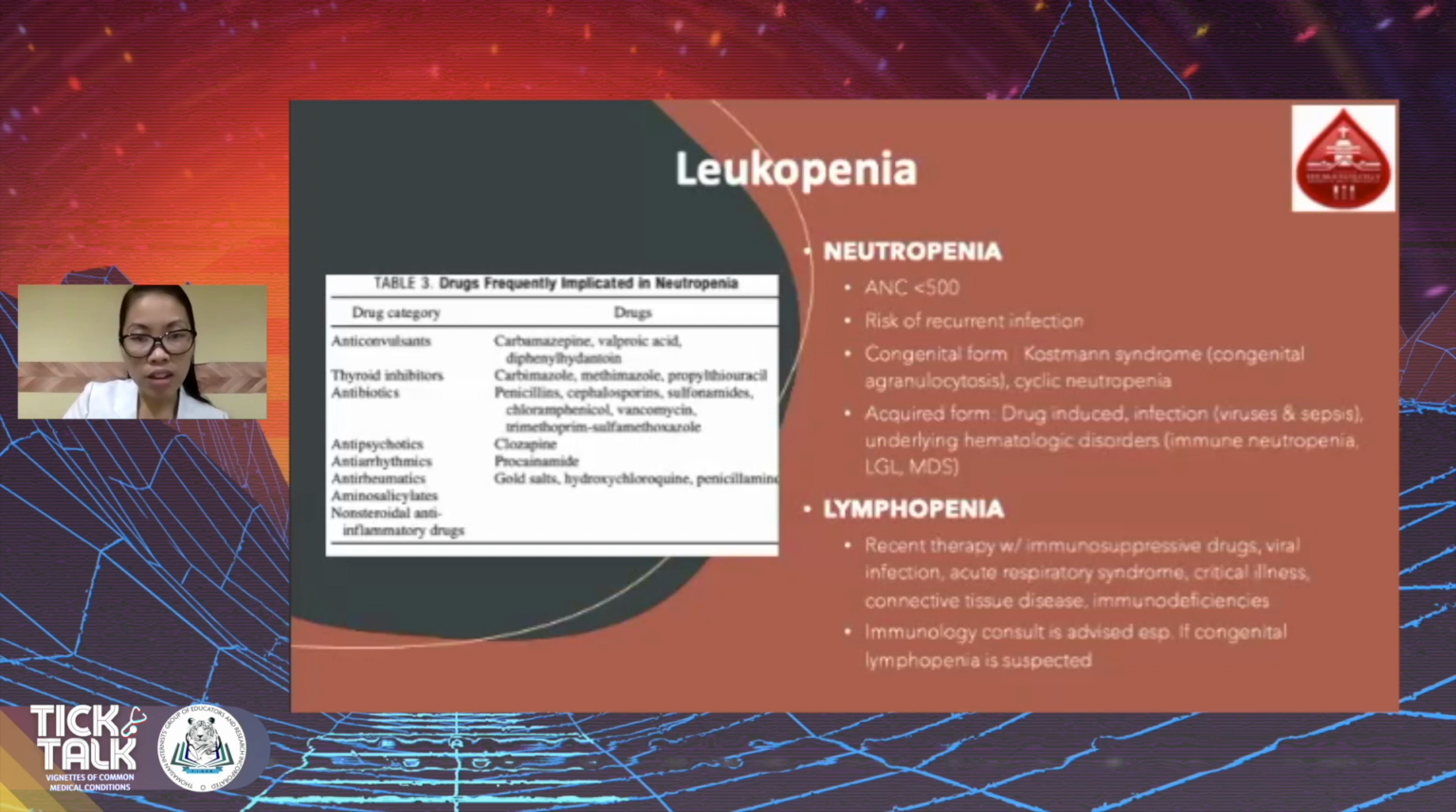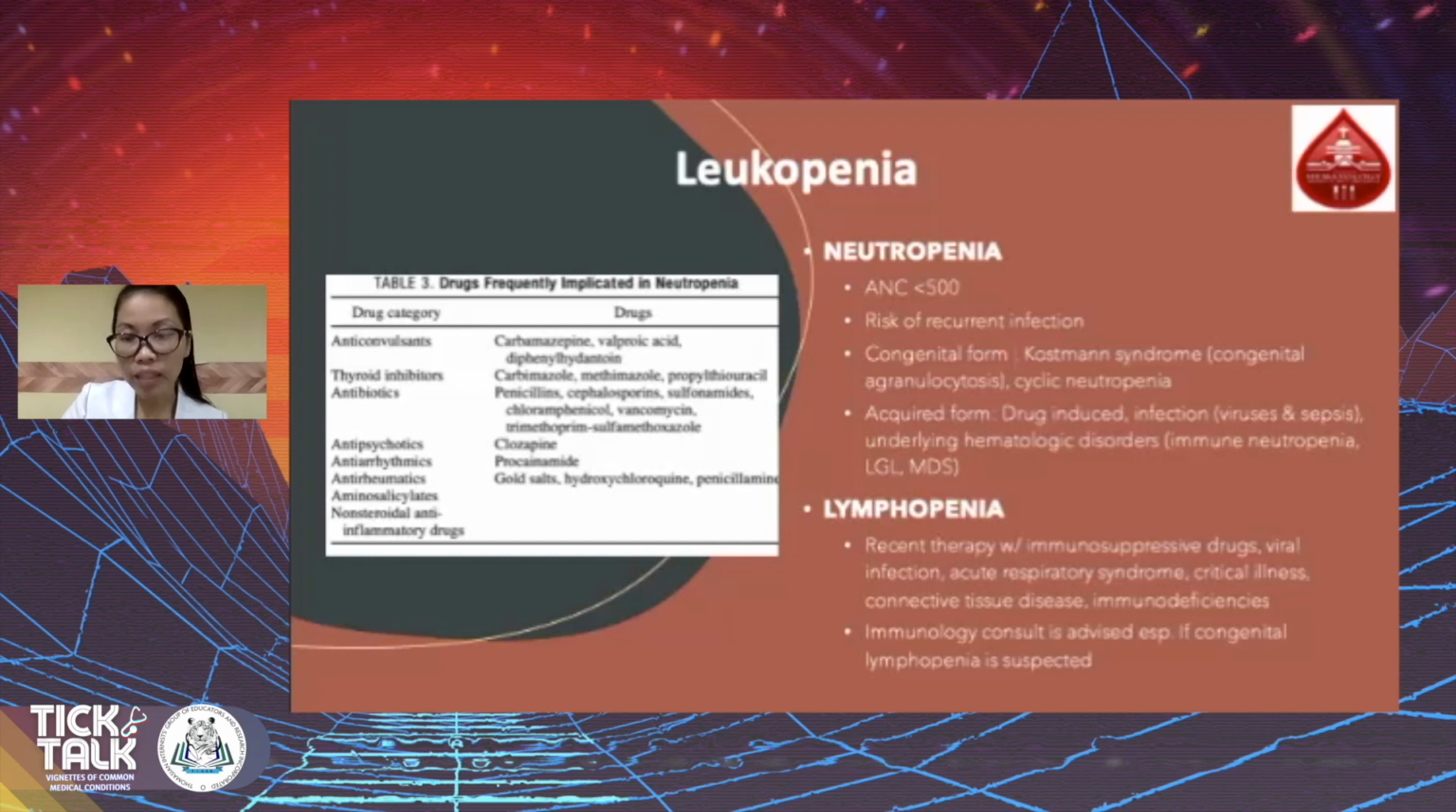It could be secondary from a congenital form or an acquired form. The most common acquired forms come from infection or drug-induced, in which the table on the left enumerates some of the drugs that are common culprits for leukopenia or neutropenia.